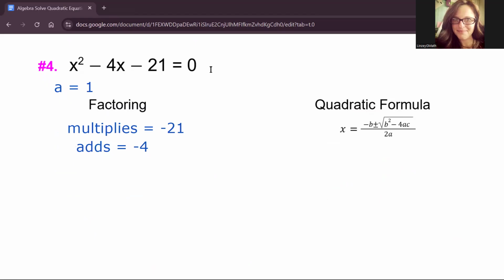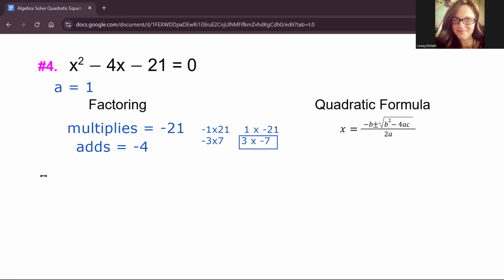Well, let's see, what are the factors of 21? 1 times 21, 3 times 7, but it's got to multiply to give us a negative, so one of these numbers has to be negative. So we could do positive 1 times negative 21, or we could do positive 3 times negative 7. Which combination of numbers also adds to negative 4? 3 and negative 7.